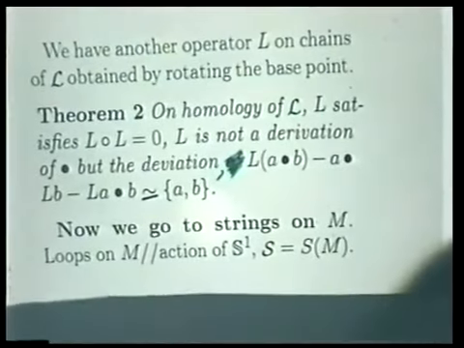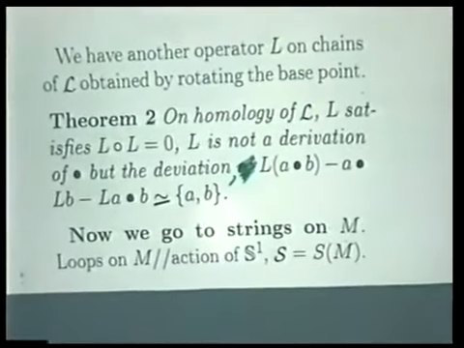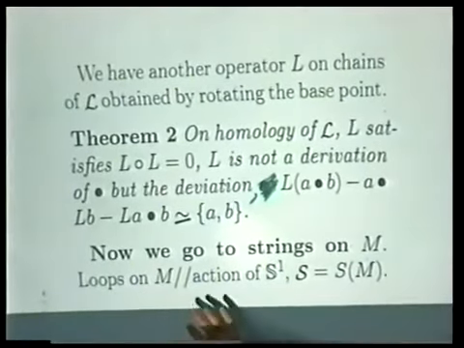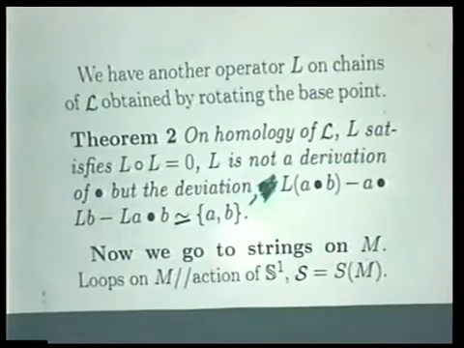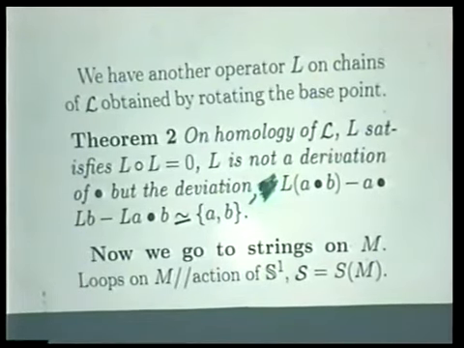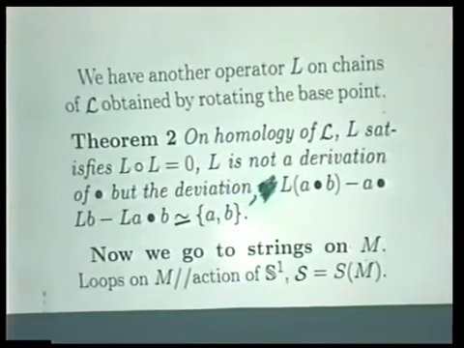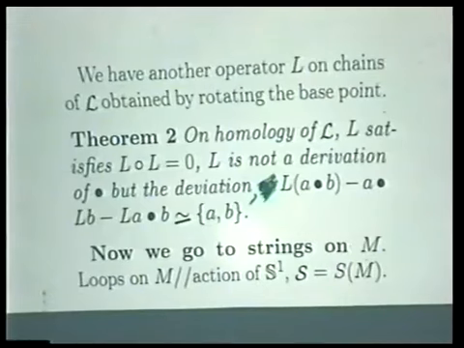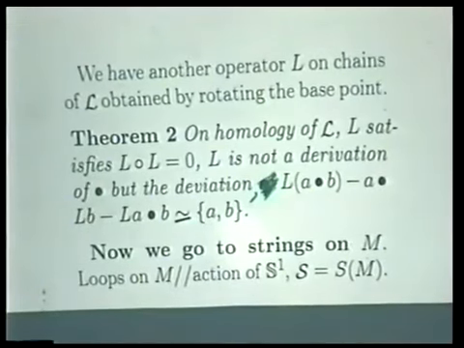Okay, now we go to strings. So what's a string? Informally, the string space, S of M, is the space of all loops modulo the action of S1. In some sense, I want to think of an abstract one-manifold, cells of which are families of abstract one-manifolds, but there's no base point running along. That's what I'm calling a closed string.